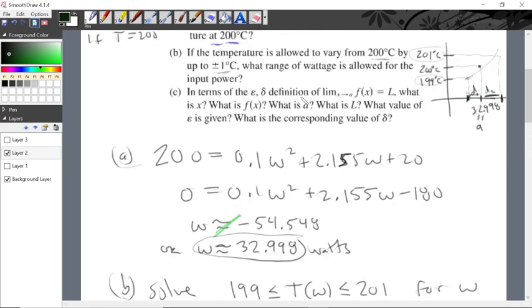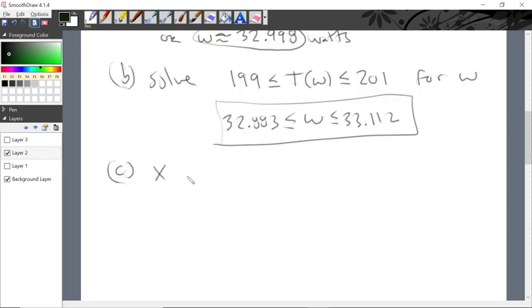In terms of the epsilon-delta definition of the limit as x goes to a of f of x equals L, what is x? What is f of x? What is a? What is L? What value of epsilon is given? And what is the corresponding value of delta that we would want? Let's start with what is x. x is a variable, and x represents the power in watts.